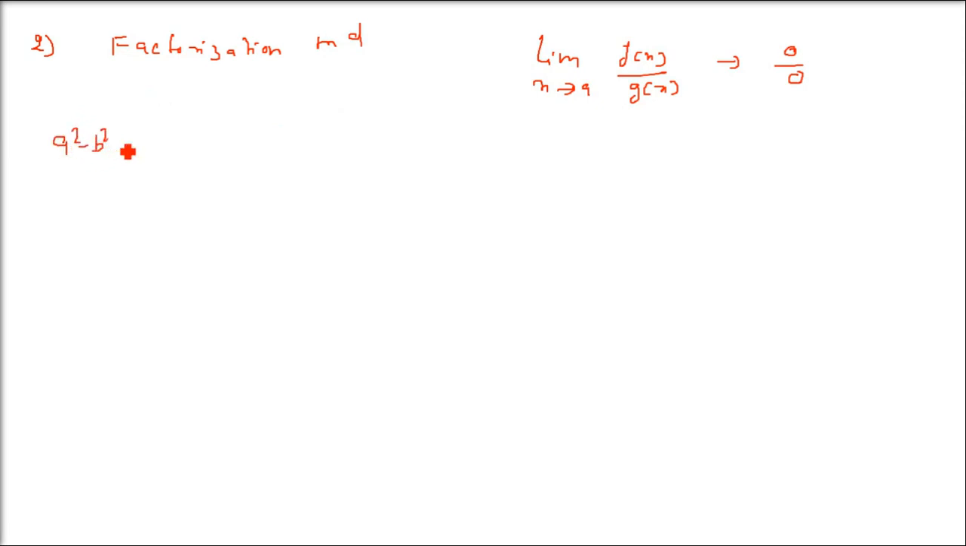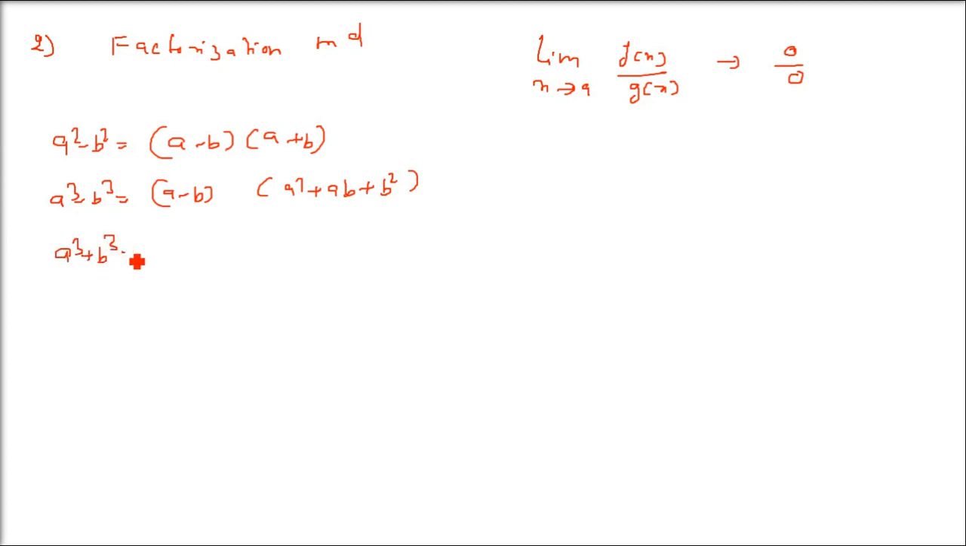So there are certain formulas you have to remember. A square minus b square is (a minus b)(a plus b). You just need to remember, because this is what we are going to use a lot. A cube minus b cube is equal to (a minus b)(a square plus ab plus b square). Then we have a cube plus b cube. A cube plus b cube is what? (A plus b)(a square, here it will be minus ab plus b square).